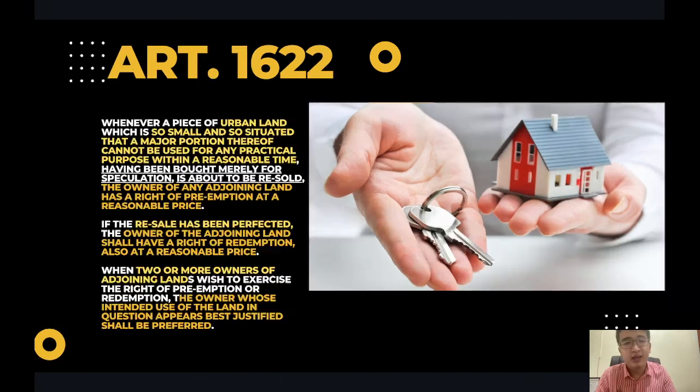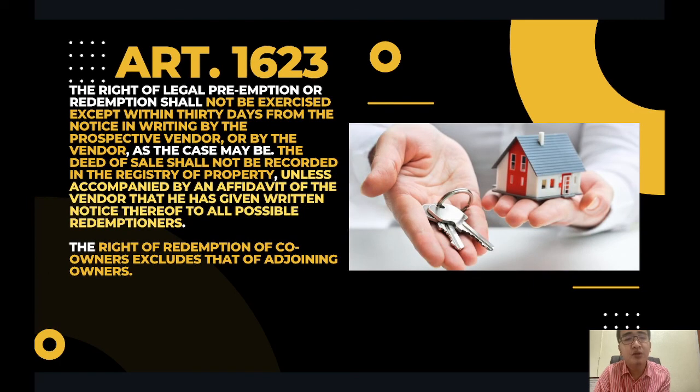Okay? In the last article, I think last na to, 1623, the right of legal preemption or redemption shall not be exercised except within 30 days from the notice in writing by the prospective vendor. So meaning, if you want to exercise your right of redemption or right of preemption, you must give a notice in writing, hindi oral, within 30 days from the sale, or by the vendor as the case may be. The deed of sale shall not be recorded in the registry of property unless accompanied by an affidavit of the vendor that he has given written notice thereof to all possible redemptioners.